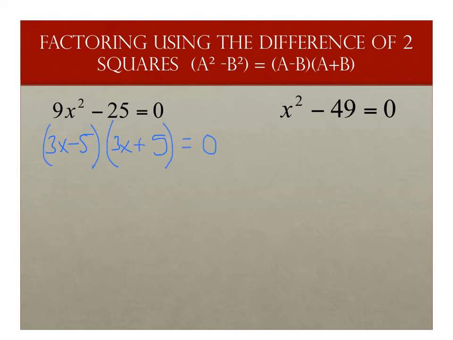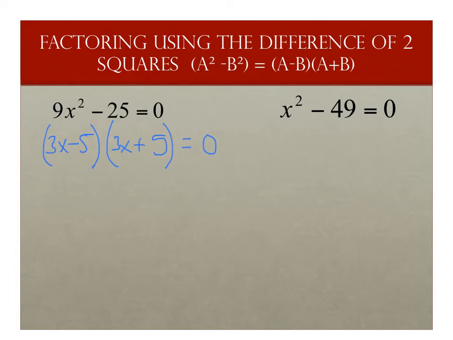Now let's see why this works. If I had 3x times 3x, I'd get 9x squared. Negative 5 times 5 gives me negative 25. That's great, but what about the middle term? 3x times 5 is 15x. Negative 5 times 3x is negative 15x. So we have 15x, negative 15x. That middle term cancels out. That's why this works.